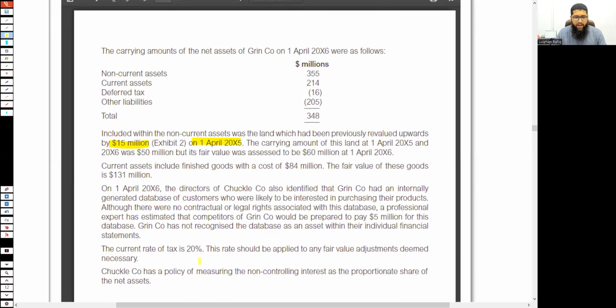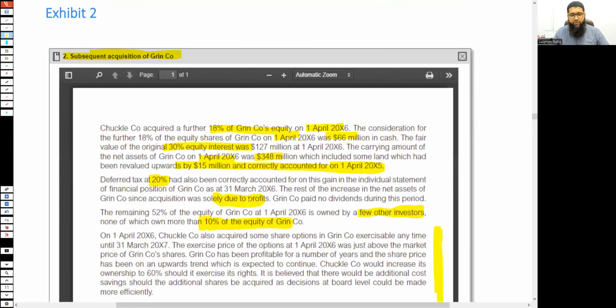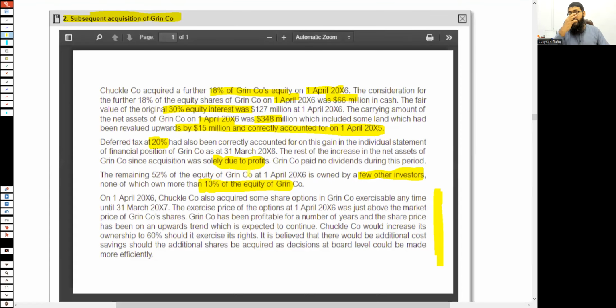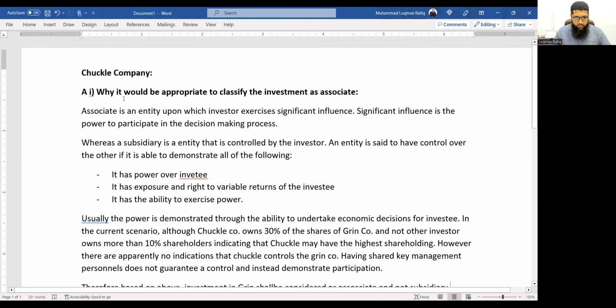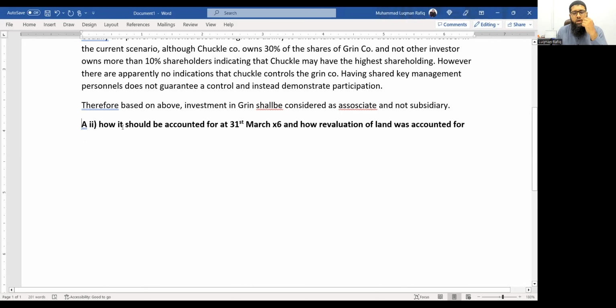Now, what am I actually going to do? Let's try to do the accounting for this associate, Checkle Company. Now what does it say? The requirement of the question is how it should be accounted for at 31st March 6, which is before the further acquisition, and how the revaluation of land was accounted for. Now let's try to understand this.